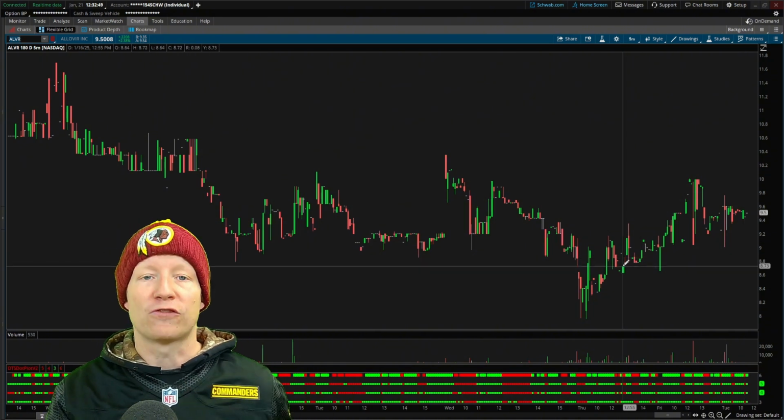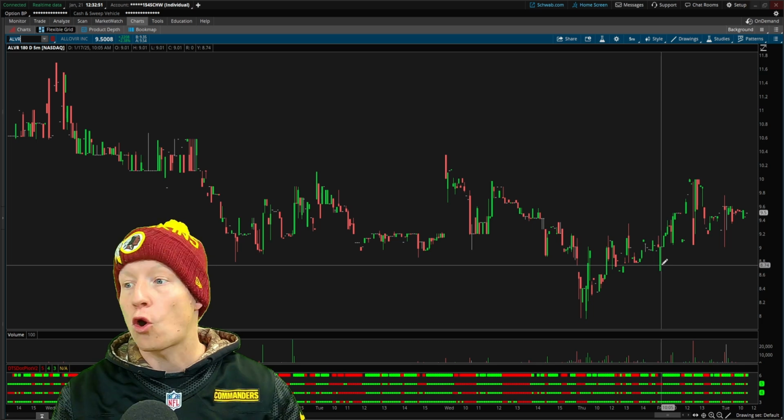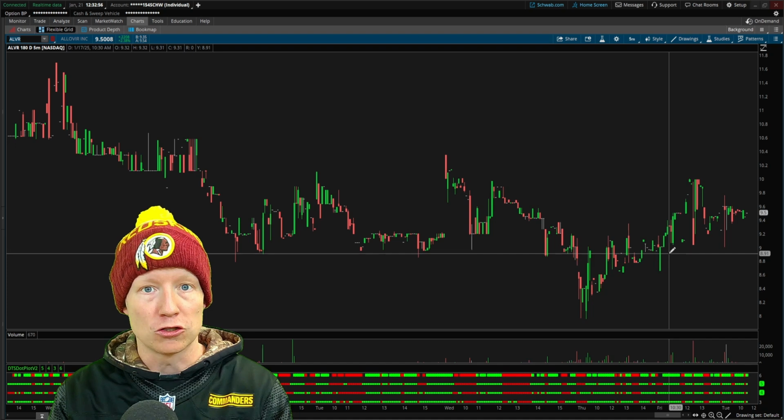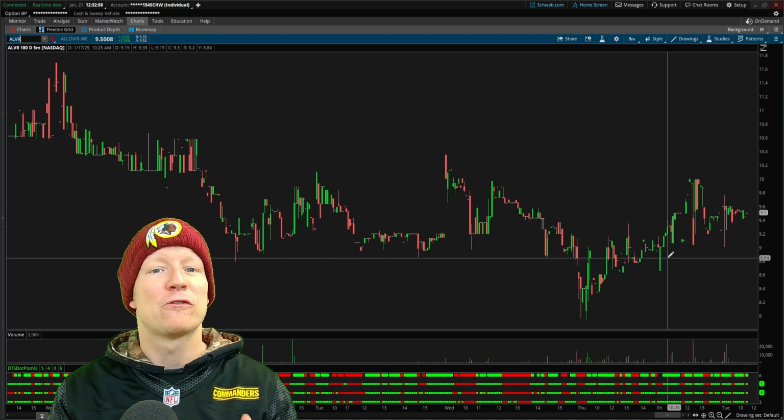Just always avoid this low volume stuff, and always avoid people that are telling you to trade this low volume stuff, because they're telling you to trade it for a reason.